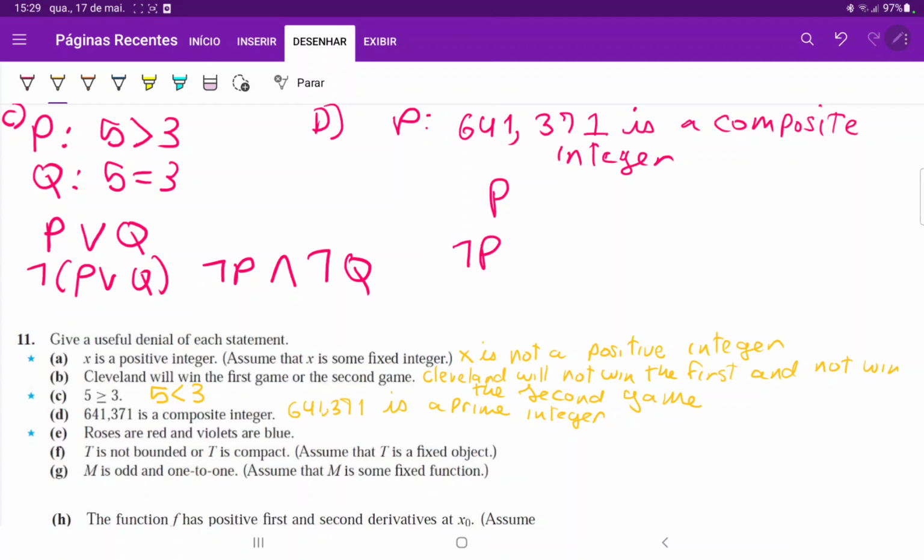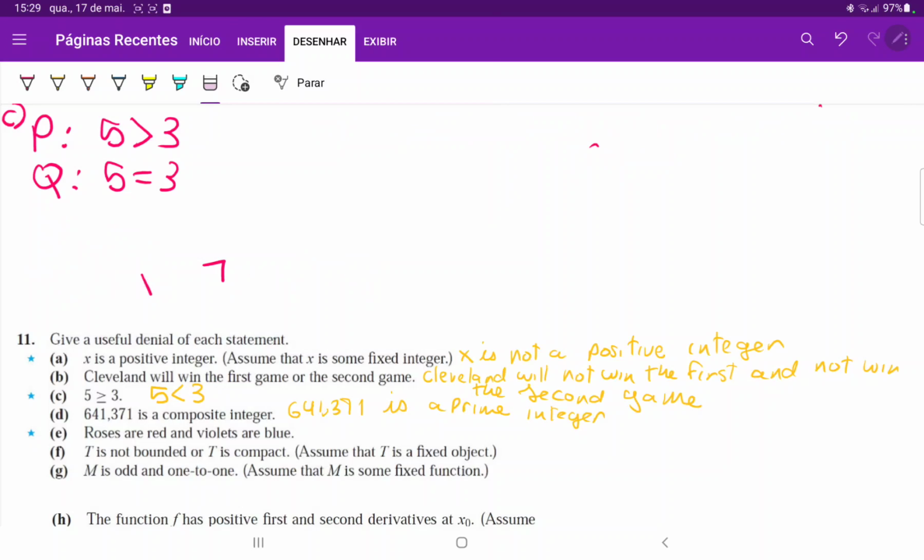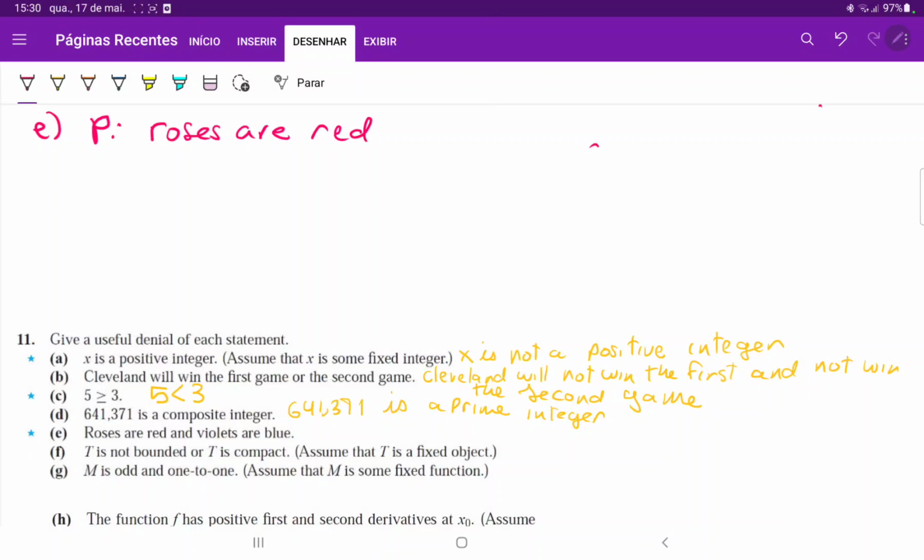Okay, now let's look at item E. For all of these, we're just going to set up the propositional forms, then deny it, and then put it back into words. So roses are red and violets are blue. For E, P is roses are red, and Q is violets are blue. Then we have P and Q. This is our propositional form, right? Roses are red and violets are blue.